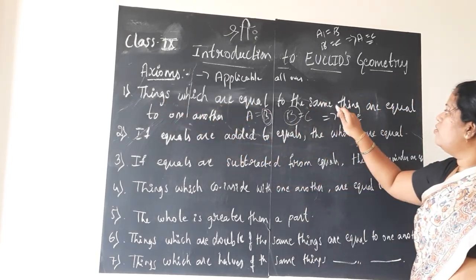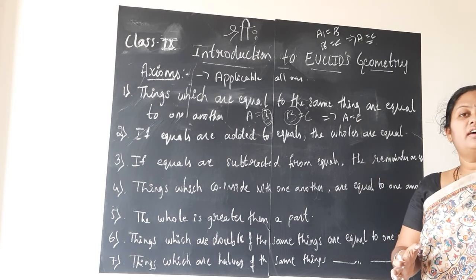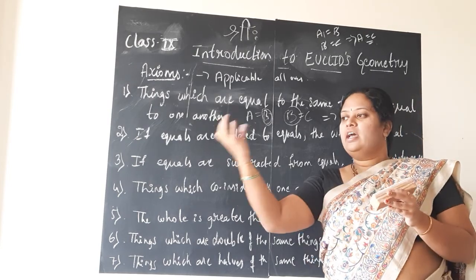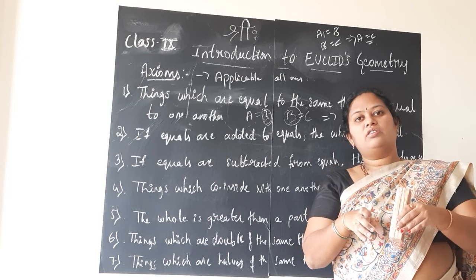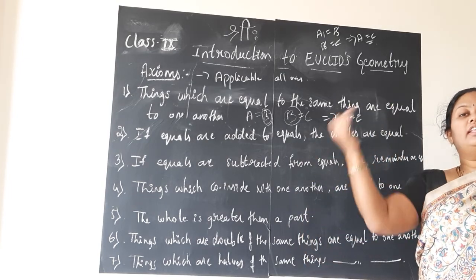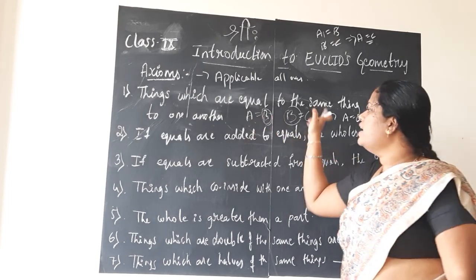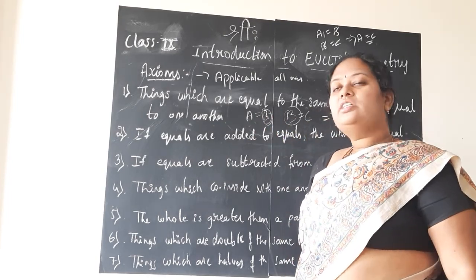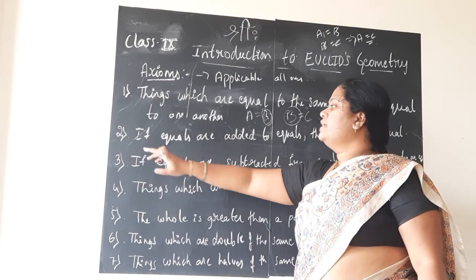Things which are equal to the same thing. Which is the same thing here? B is the same thing. A is also equal to B, C is also equal to B. So if things are equal to the same thing, then they both are equal, meaning A and C are equal. That is what he means by his first axiom.